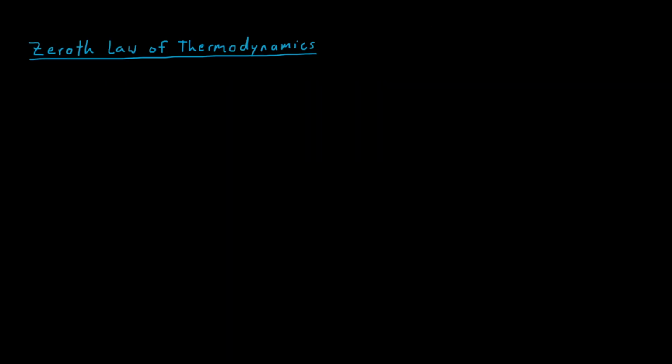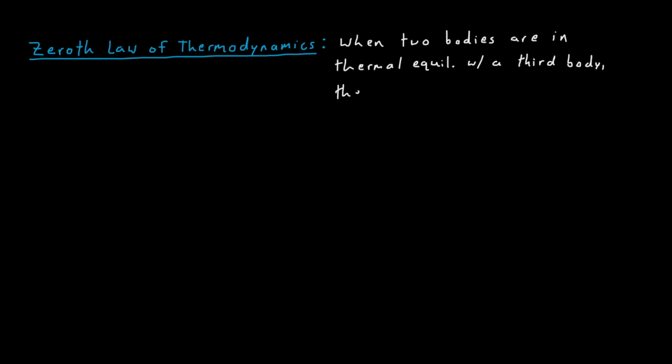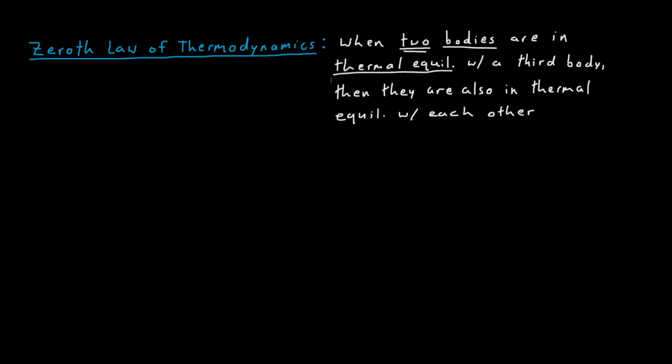Now the last principle which we'll cover for today is known as the Zeroth Law of Thermodynamics. Now this law definitely does have a bit of an odd name, so you might be wondering what exactly it means. Well, this law basically states that when two bodies are in thermal equilibrium with a third body, then they must also be in thermal equilibrium with each other. So essentially, three bodies will end up being in thermal equilibrium with one another.